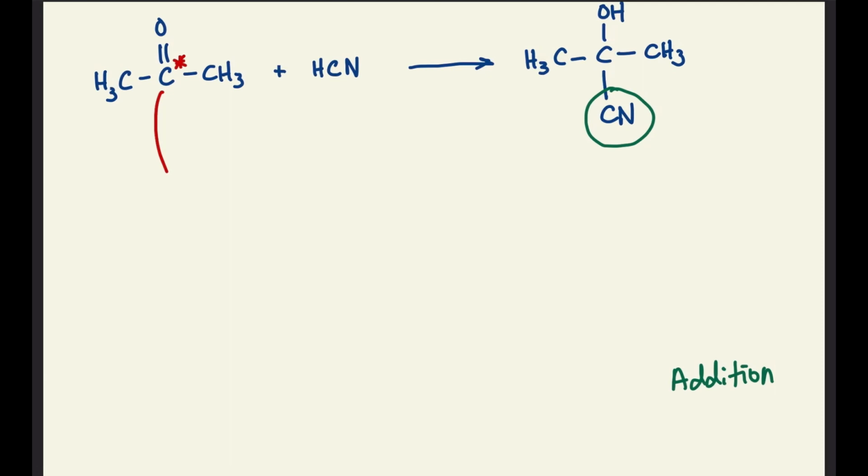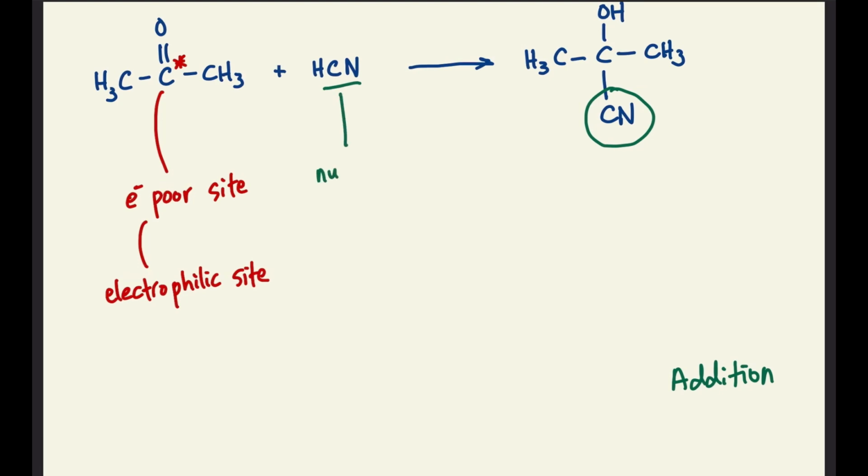This carbon is connected to oxygen, which is more electronegative than carbon. Therefore, this carbon is an electron poor site. Electron poor site is an electrophilic site. Therefore, we know that CN is a nucleophile. Since the nucleophile is attacking our electrophilic site, the name for this type of reaction is nucleophilic addition.